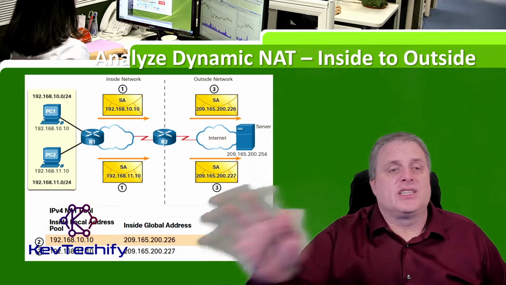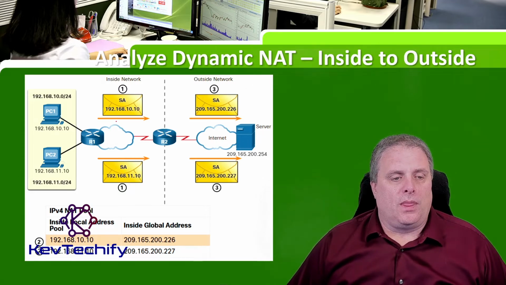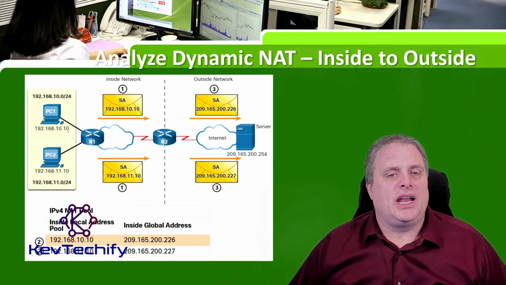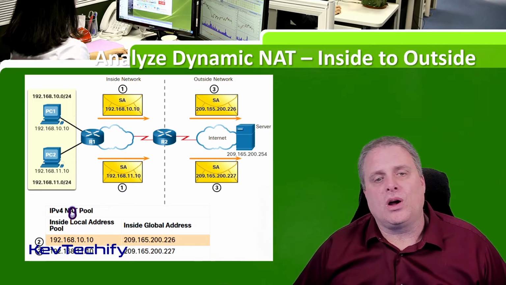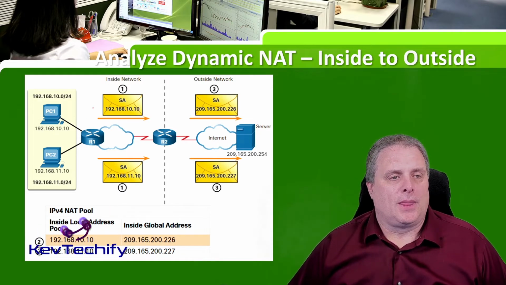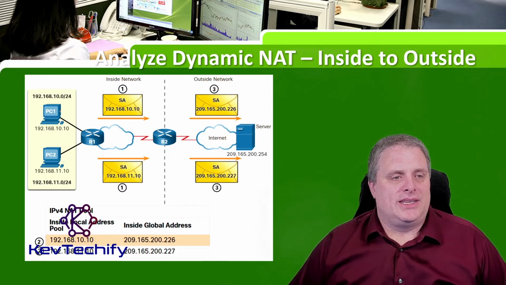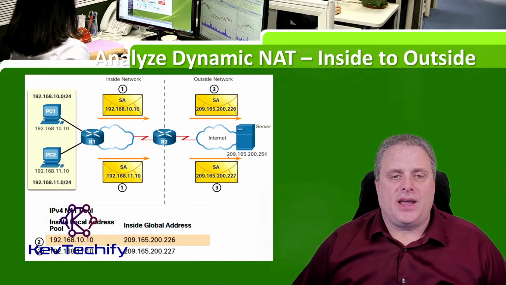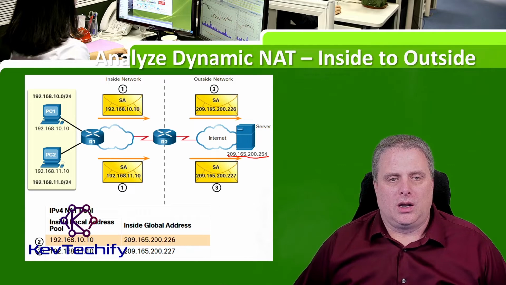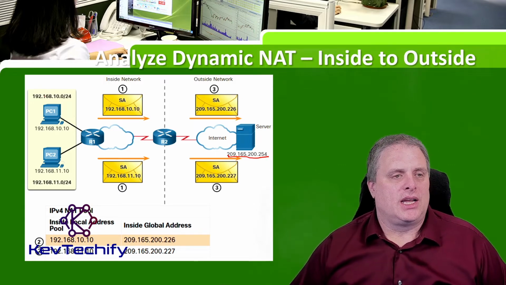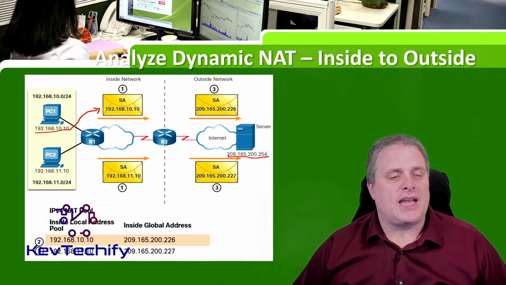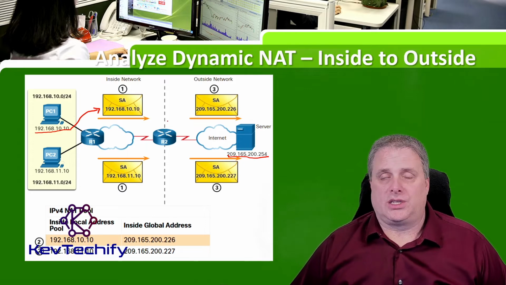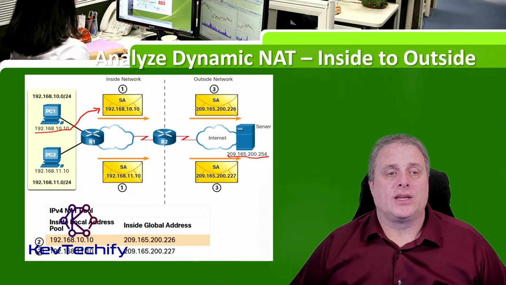Here we have the inside to outside. So one of the PCs here is initiating a connection to our web server on the outside. So we're going from the inside PC1 to the web server on the outside. It makes a request. The destination IP address is the IP address of the web server, but the source address is the IP address of the PC, 192.168.10.10. That is our source address on this packet we are sending out to make our HTTP request.